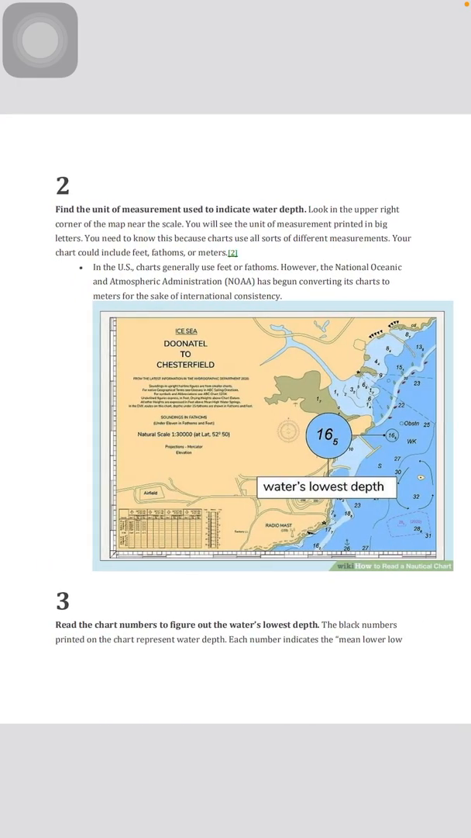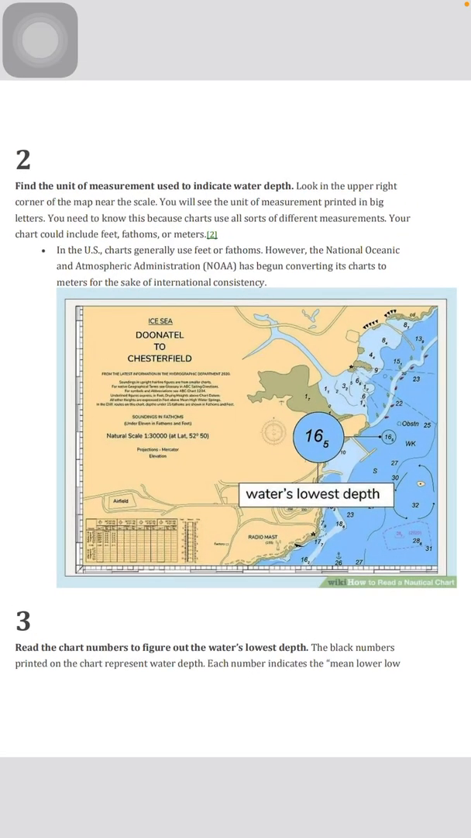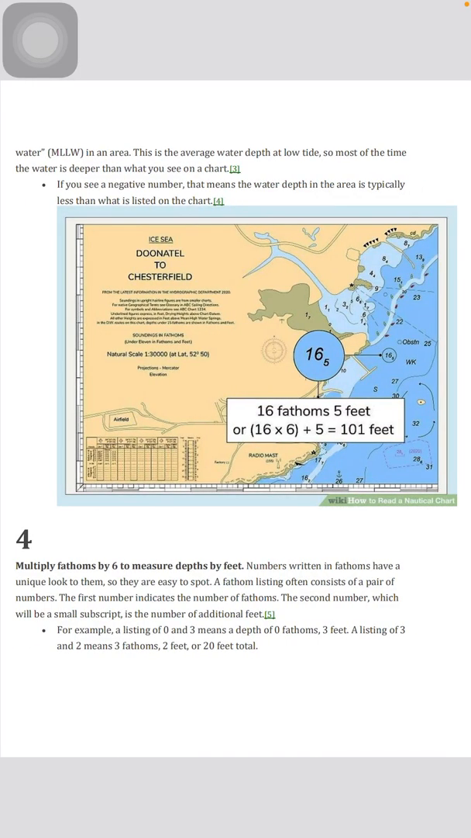Step 3. Read the chart numbers to figure out the water's lowest depth. The black numbers printed on the chart represent water depth. Each number indicates the mean lower low water, or MLLW, in an area. This is the average water depth at low tide. So most of the time, the water is deeper than what you see on the chart. If you see a negative number, that means the water depth in the area is typically less than what is listed on the chart.